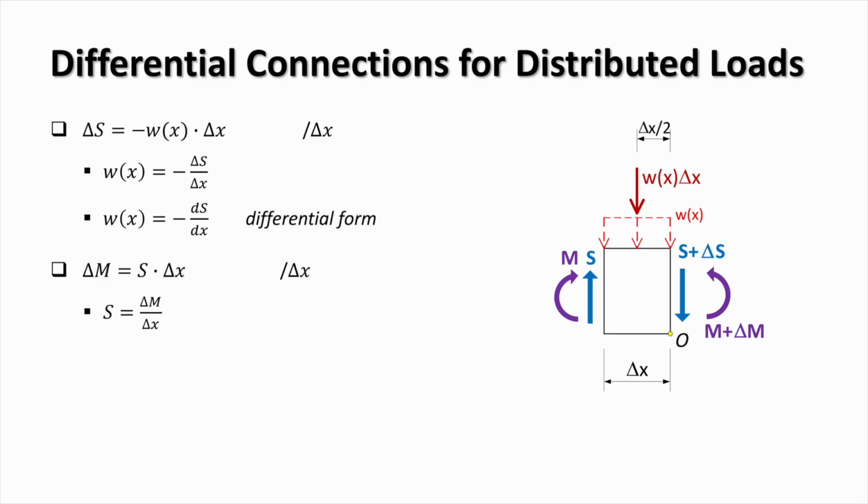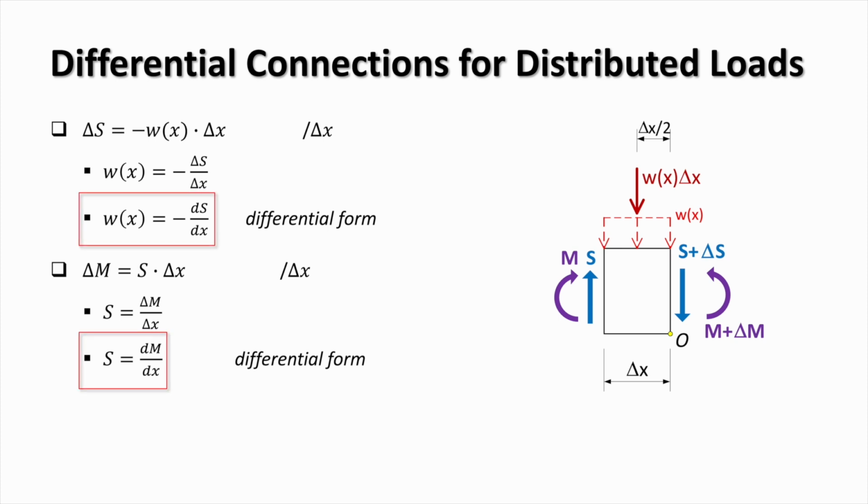Next, starting with delta M equals S multiplied by delta x, and again dividing both sides by delta x, and this time isolating S, we get that S equals delta M divided by delta x. Again, taking the differential form gives us S equals dM by dx. This shows that the shear force is equal to the slope or gradient of the bending moment diagram. These are the fundamental differential relationships connecting distributed load, shear force, and bending moment in beams.